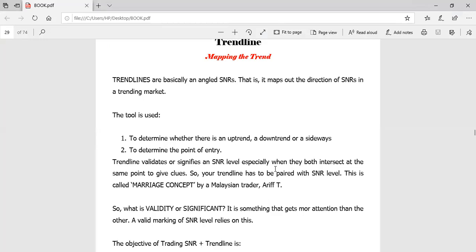So what is validity or significance? It's something that gets more attention than the other. A valid marking of an SNR level relies on this. So you must make your line more significant. How do you make it significant? By intersecting it with another SNR or another trend line.